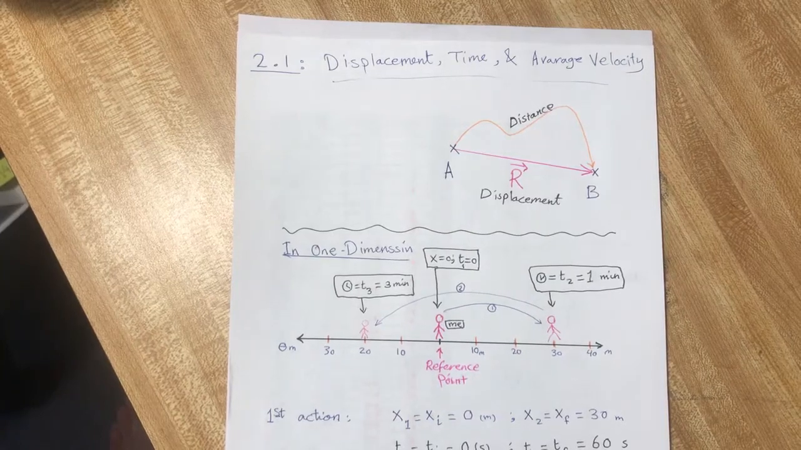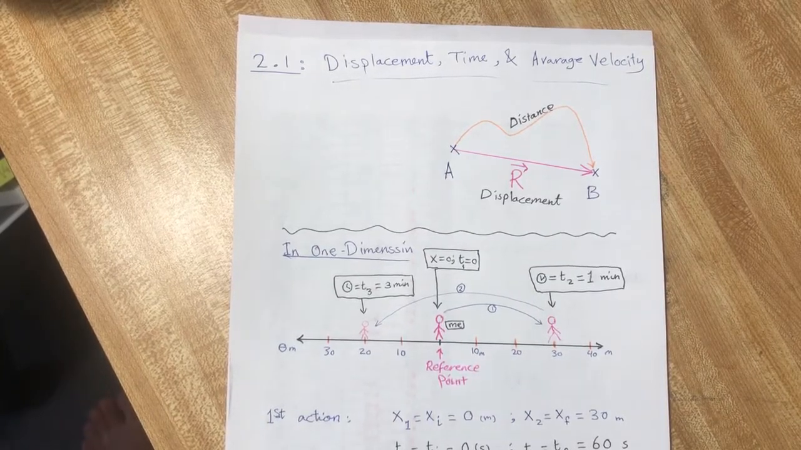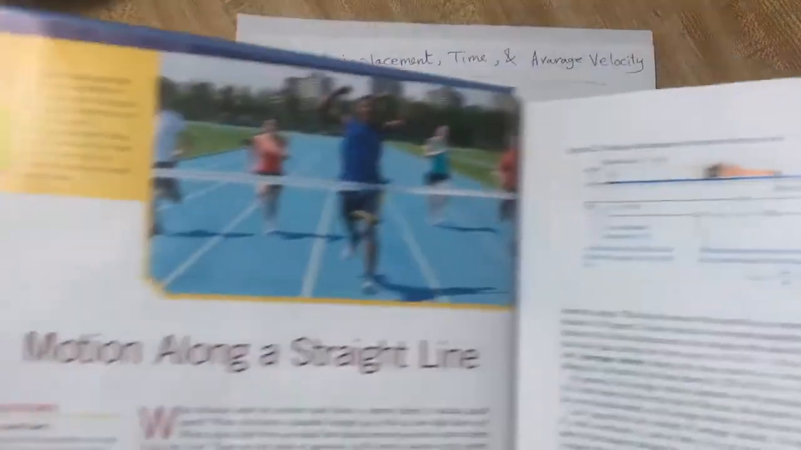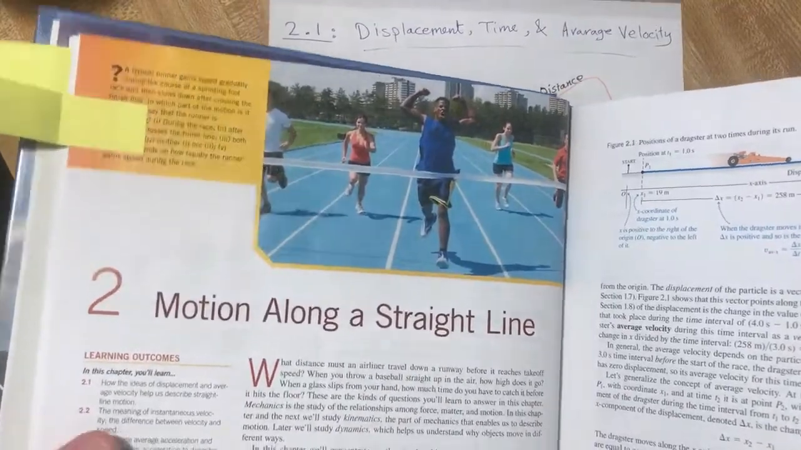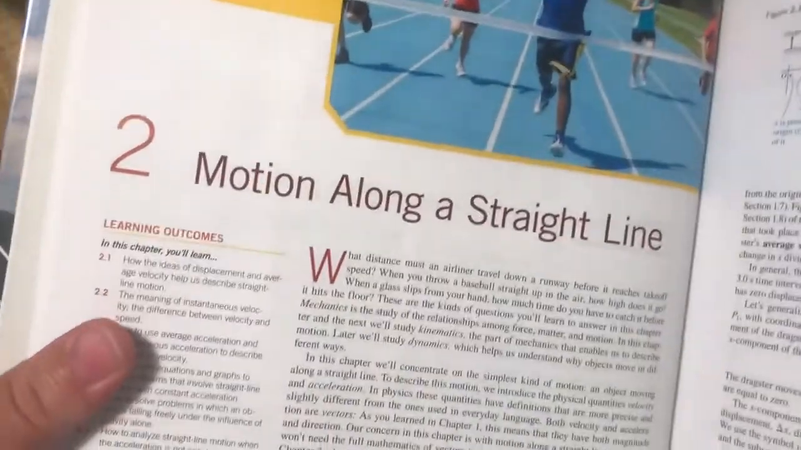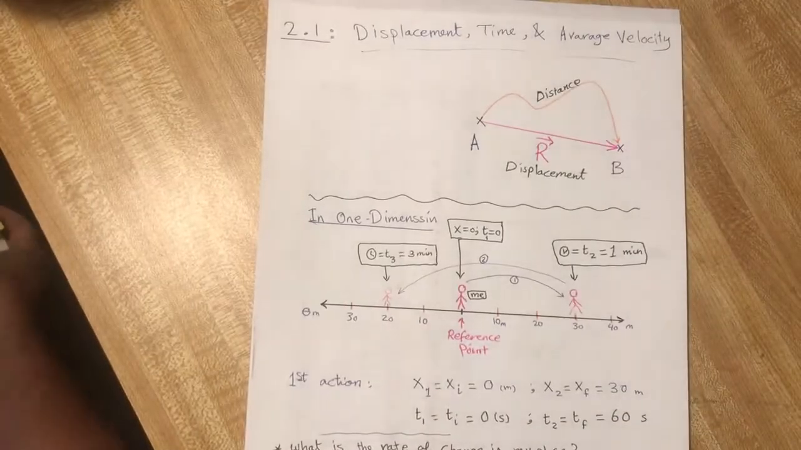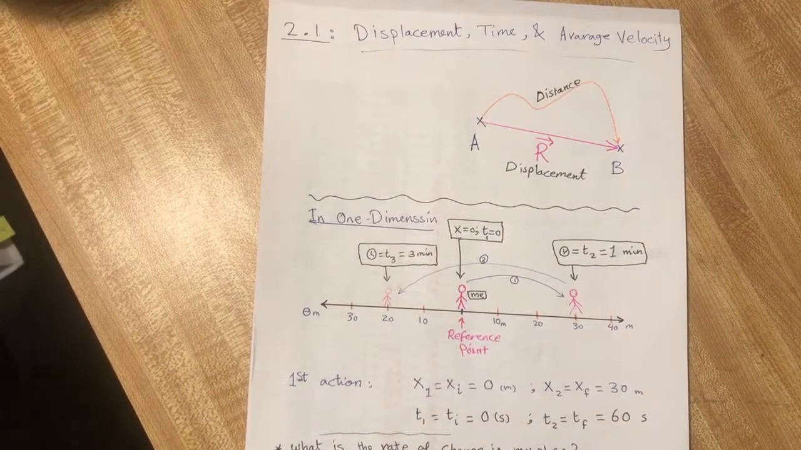Okay, students, now we'll start with chapter number 2. This is the third lecture. Chapter 2 is motion along a straight line. We will start with section 2.1, which is on page 34: displacement, time, and average velocity.